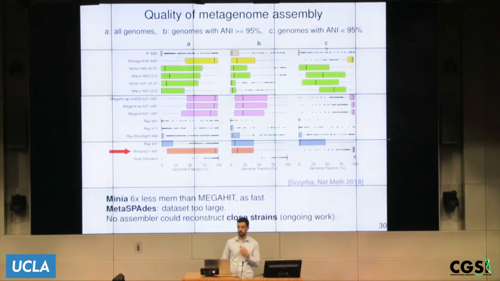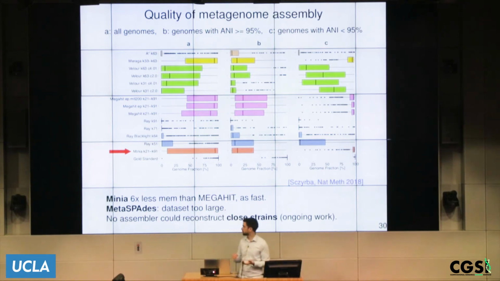So some assemblers, namely Meraga, which is a variant of Megahit, Megahit and Minia, perform well on genomes which are not too similar between them. But for the other methods, it's clear that it's a little bit harder to reconstruct those genomes. But here it's just genome fraction that was evaluated, not the contiguity. I just mentioned that Minia was designed to be efficient, so it uses less memory than Megahit, but it has the same speed.